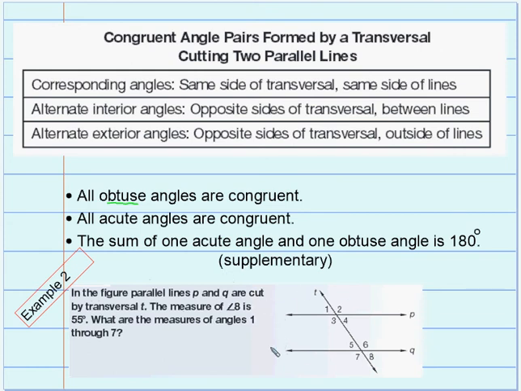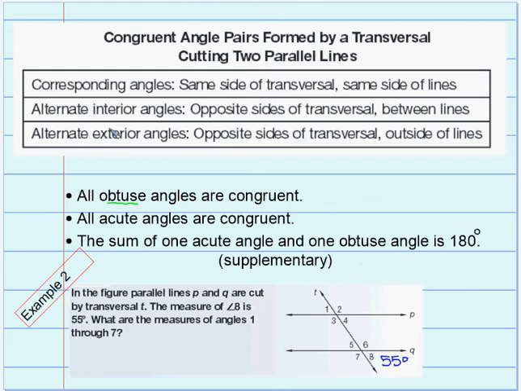So here's example 2 out of your book, and these are types of problems that you will be asked to solve. So you have a figure of parallel lines P and Q. So these are the 2 parallel lines, and they're cut by the transversal T. The measure of angle 8 is 55 degrees. What are the measures of the angles 1 through 7?